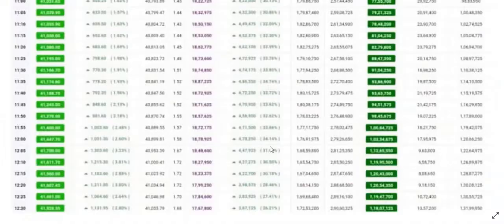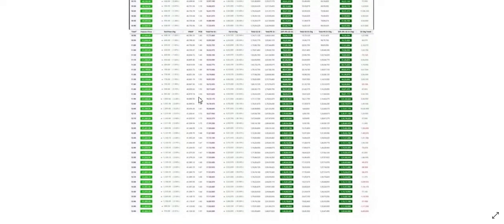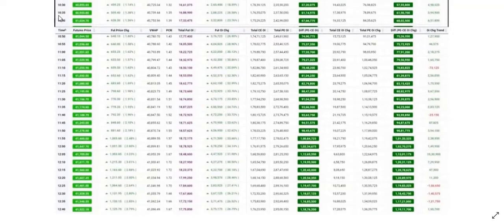So this image right over here shows PCR values on every 5 minutes. On the very left hand side, you have the time, which is as you can see over here, 10:30, then 10:35, then 10:40, 10:50, 10:55, 11, 11:05. So every 5 minutes, the PCR value gets updated. This is a paid website, so this is not available for free. But yeah, such services are available.